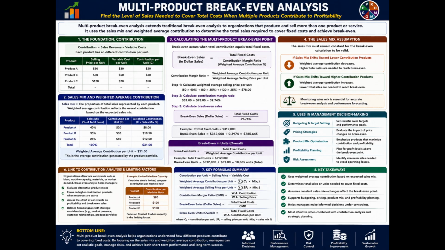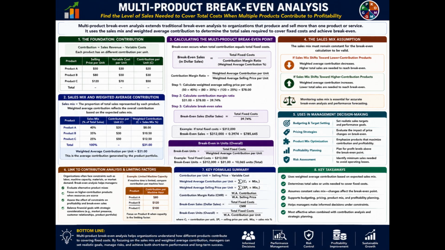A key assumption in multi-product break-even analysis is that the sales mix remains constant. The weighted average contribution is only reliable if products continue to be sold in the expected proportions. If the sales mix changes significantly, the break-even point may also change because products contribute different amounts toward covering fixed costs. For example, if sales shift toward lower contribution products, the organization may need to generate higher total sales volumes to achieve break-even. Conversely, increased sales of higher contribution products can reduce the break-even requirement. Therefore, understanding sales mix dynamics is essential for accurate break-even analysis and performance forecasting.